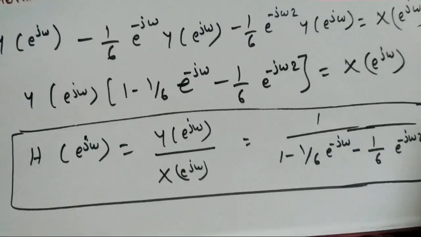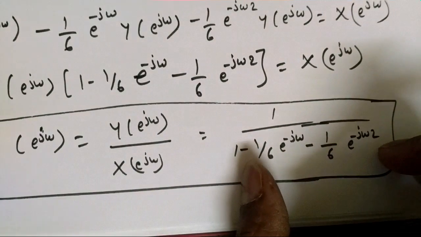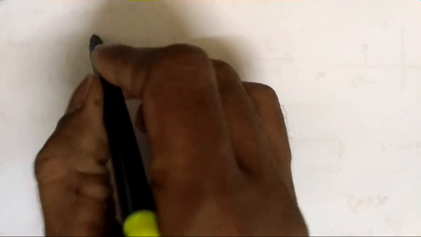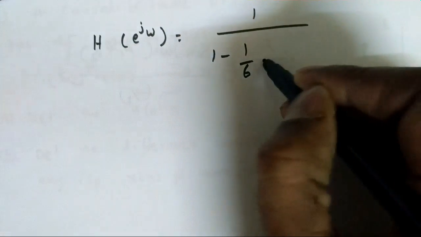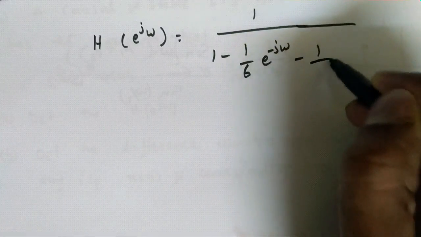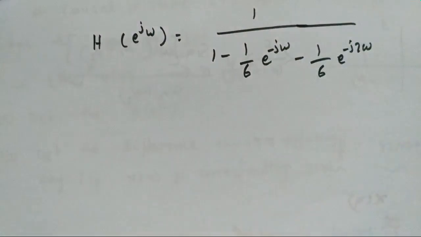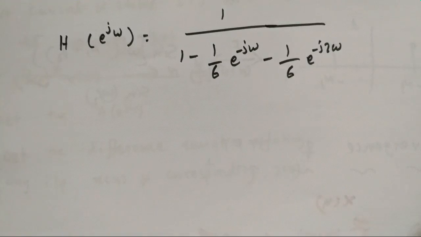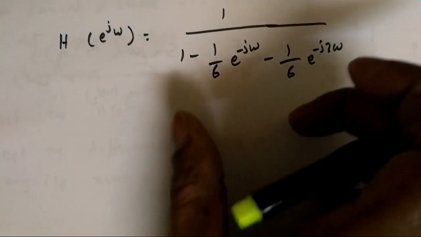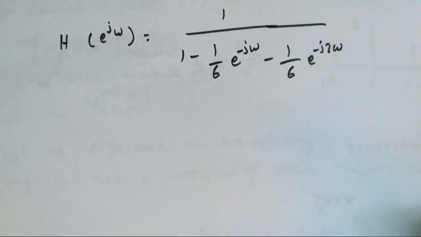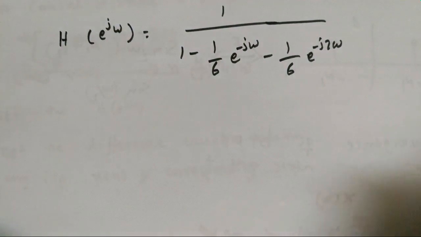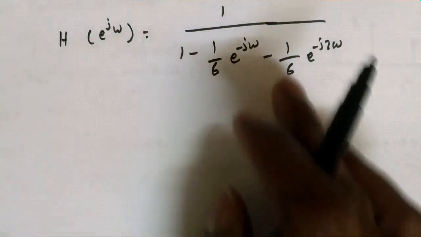Now in part B we need to find the impulse response. That is, we need to find the inverse Fourier transform for this one. So H of e power j omega is equal to 1 by 1 minus 1 by 6 e power minus j omega minus 1 by 6 e power minus j omega 2. Now to solve this type of problem, we remember it's a quadratic-looking expression, so we need to find the factors, right? Now how to find those factors?